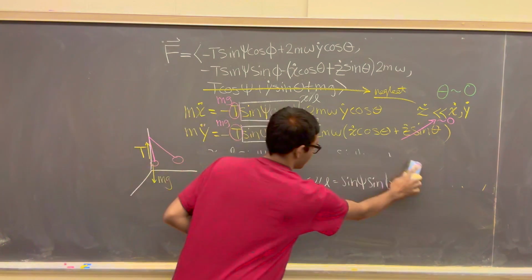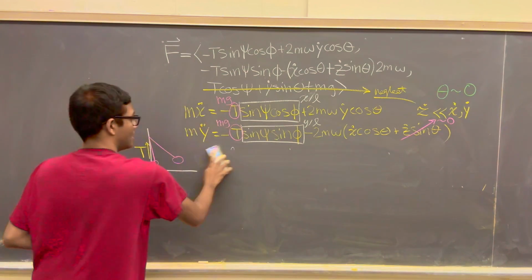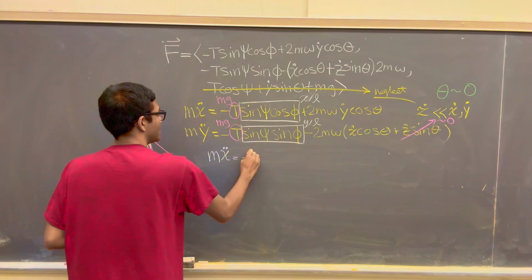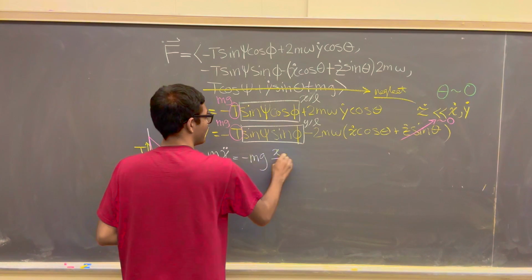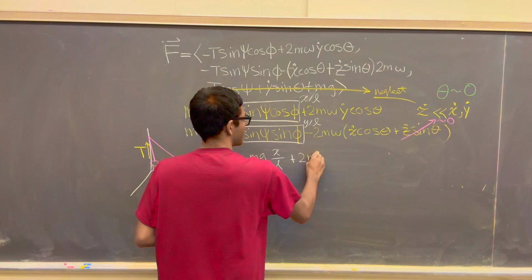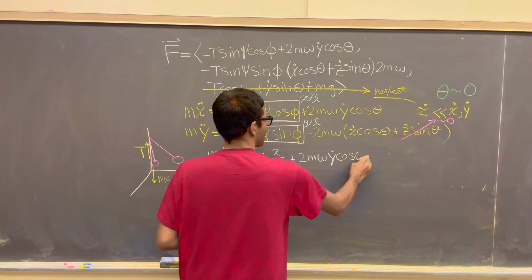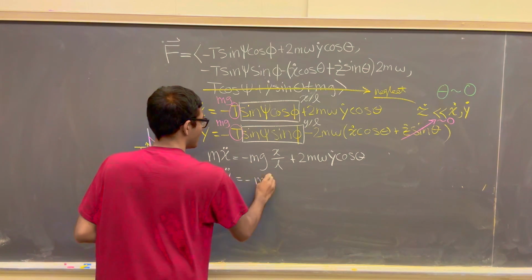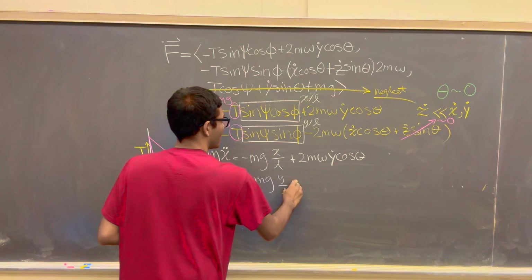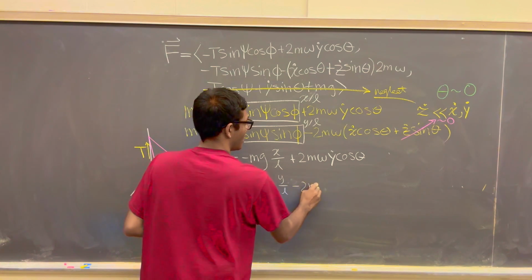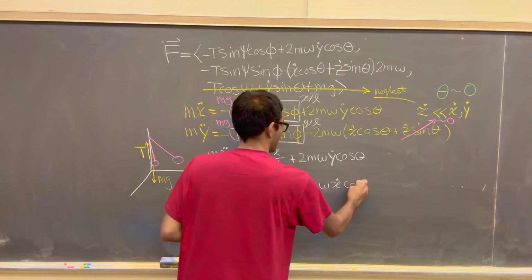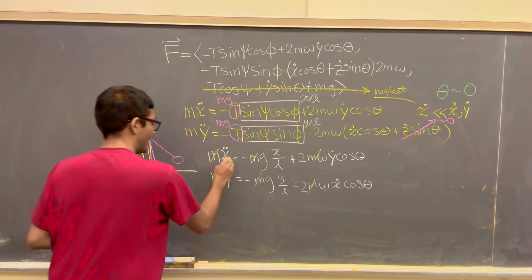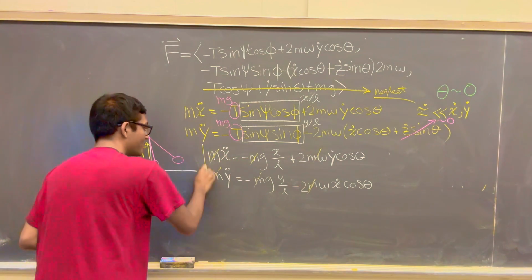And so now I can rewrite all of this as follows. I can write m x double dot is equal to minus mg times x over L, plus 2m omega y dot cosine theta. Here I have m y double dot is minus mg times y over L, and then I have minus 2m omega x dot cosine theta. And now I can simply cancel out my factor of the mass.